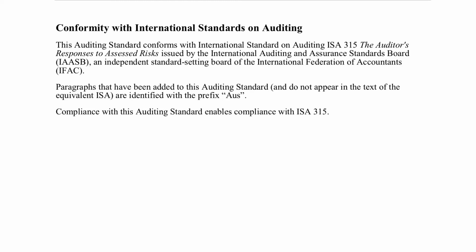This is actually a bit of a mistake here, I noticed, in the standard, because it's not ISA 315, it's actually ISA 330. So 330 is exactly the same. They've just got the wrong number there, but it's the auditor's response to assessed risk. So everything within the ISA and the ASA are harmonized and aligned.